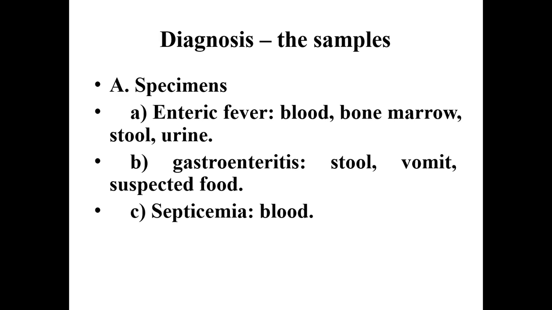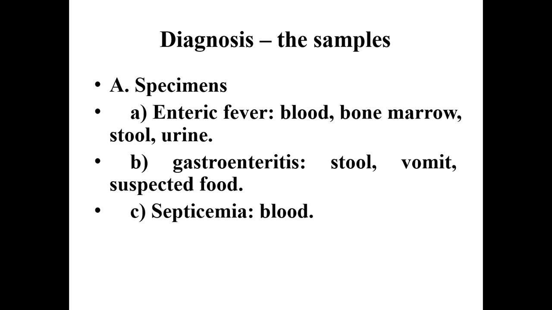Laboratory diagnosis: specimens. In enteric fever, blood, bone marrow, stool, urine. In gastroenteritis, we take stool, vomit, suspected food, and in septicemia, we need blood. Culture isolation: blood and bone marrow culture in the first week of illness, in blood culture bottle, brain heart infusion broth and automated BACTEC, and stool culture in the 4th week of illness.